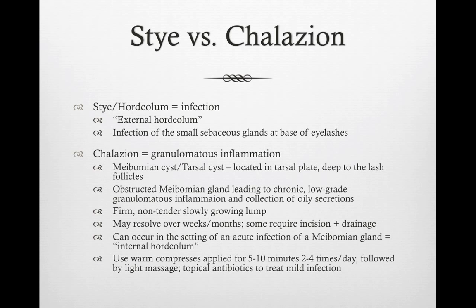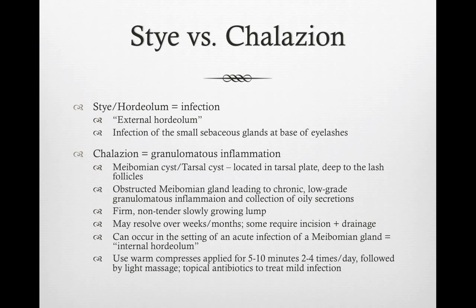And just a quick note on the difference between a stye and a chalazion. So the other name of a stye is a hordeolum, which really refers to an infection, and there's an external or an internal hordeolum. So the usual stye is an external hordeolum, which is an infection of the small sebaceous glands at the base of our eyelashes, whereas a chalazion is basically a blockage of the meibomian gland, leading to a cyst and granulomatous inflammation within the tarsal plate deep to the lash follicles.